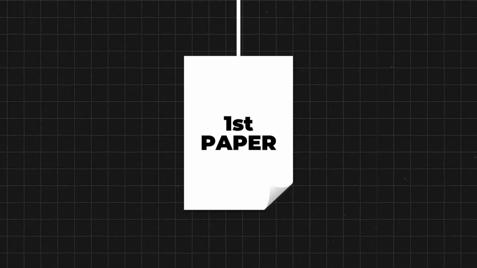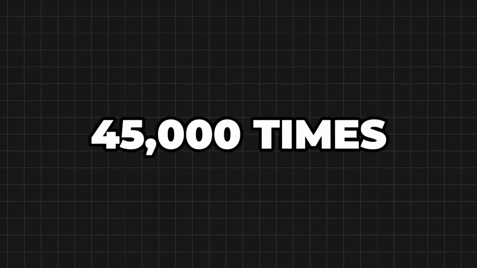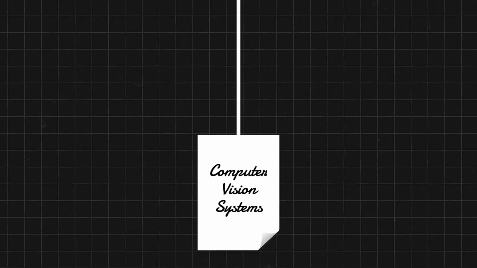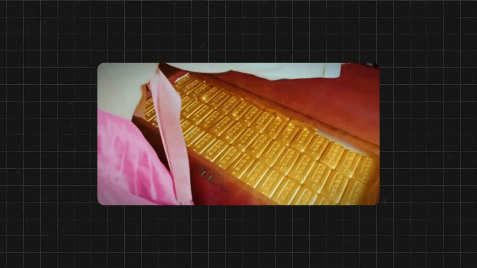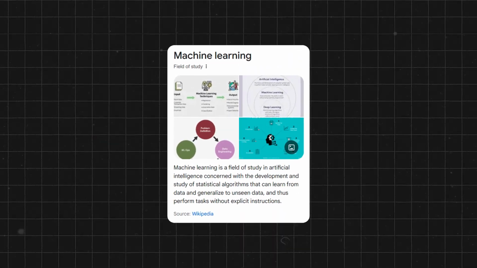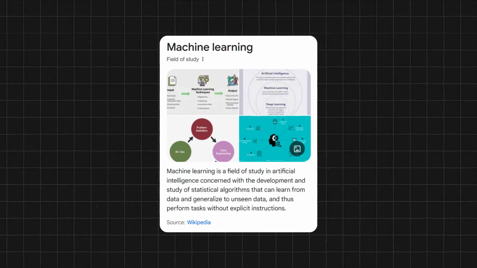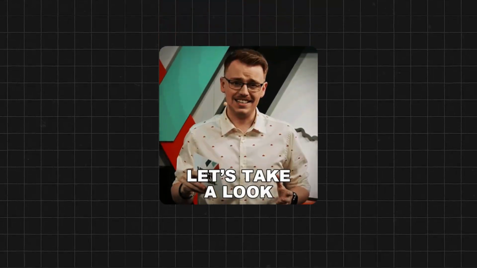The first paper, cited over 45,000 times, powers computer vision systems at Tesla, Google, and Apple. This is a goldmine, a practical roadmap for how this stuff works, whether you're a beginner or experienced developer. So let's take a look.